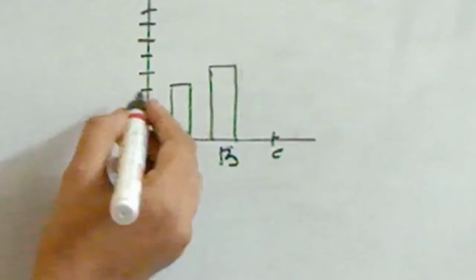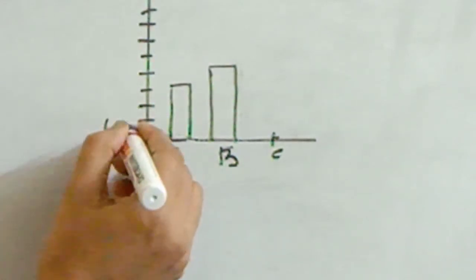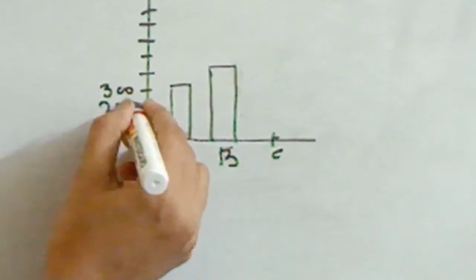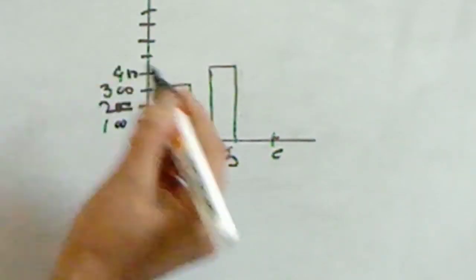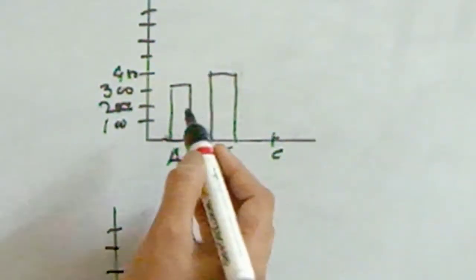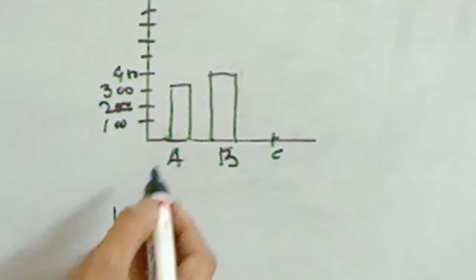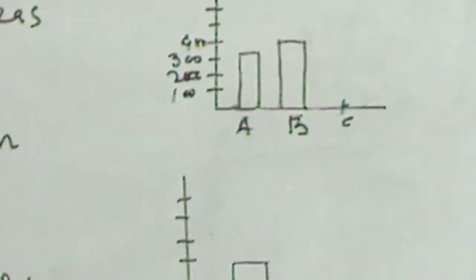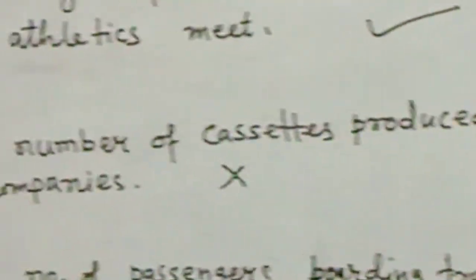Company B, say it is 100, 200, 300, 400. In this way they are making. Say company B is producing 500 and company A is producing 300. No interrelation between them. So it cannot be represented as a histogram. So it is not possible. Now come to the next one.